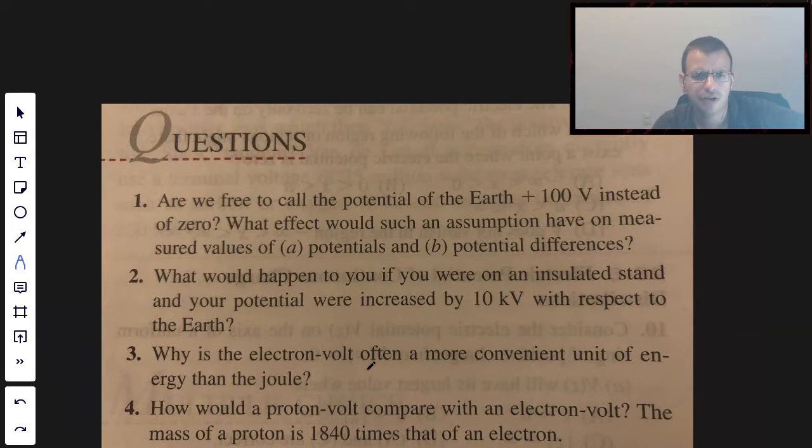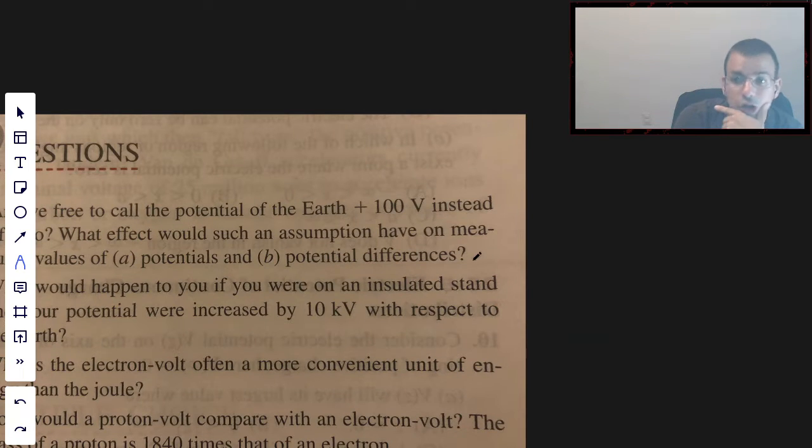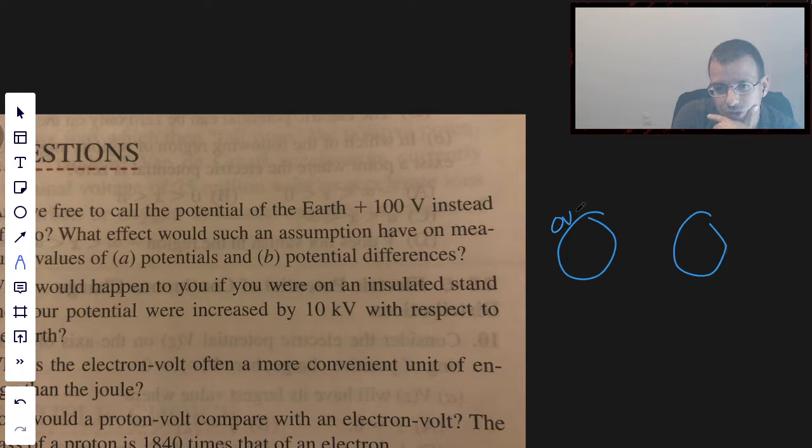Questions. Are we free to call the potential of the Earth plus 100 volts instead of 0? What effect would that have on assumptions measured of potentials and potential differences? So yes. So draw two pictures here. This is Earth 0 volts. This is Earth 100 volts.